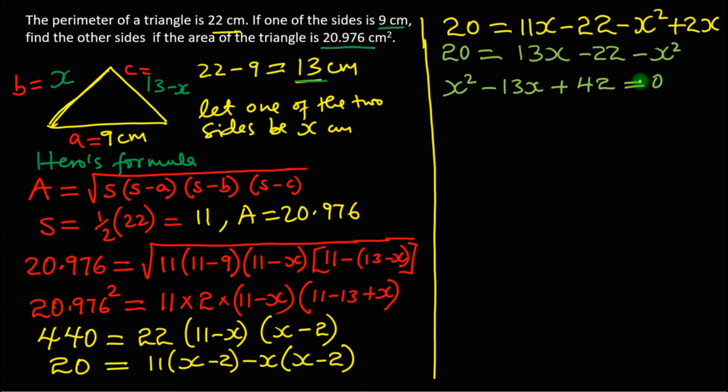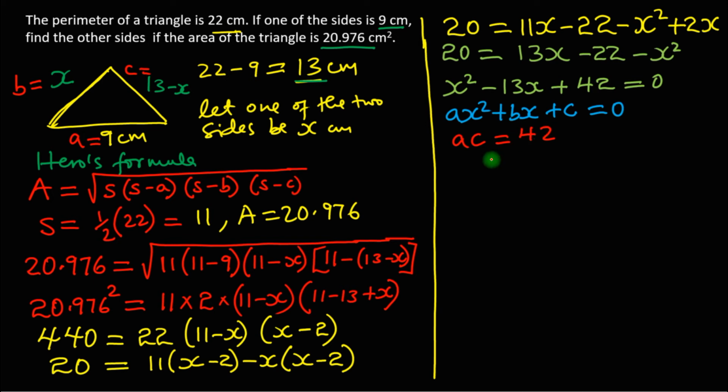Then from there, since this equation is of the form ax squared plus bx plus c is equal to 0, this is a quadratic equation, so we need to find the product ac, whereby this is 1 times 42, so it is 42. Therefore we need to get factors of 42 such that when we add them we get minus 13. So we are actually using the factorization method.